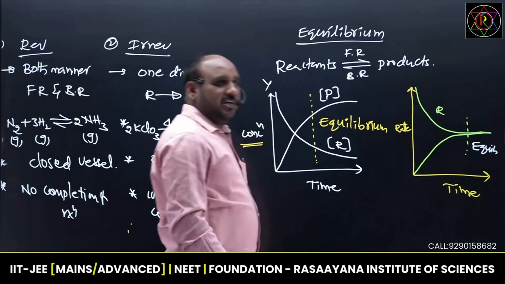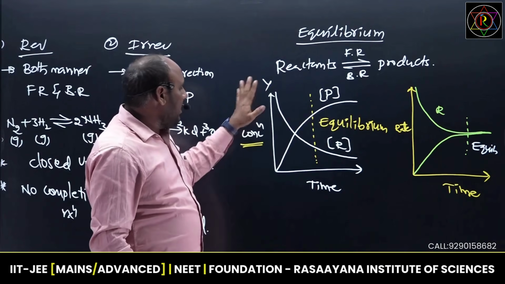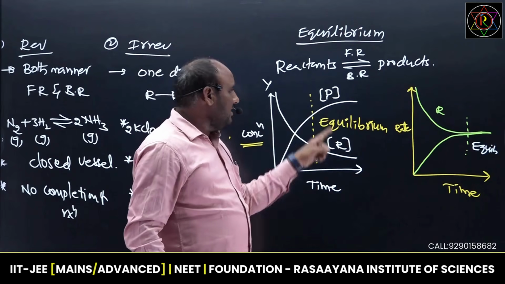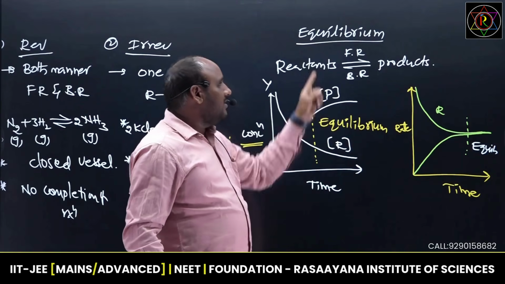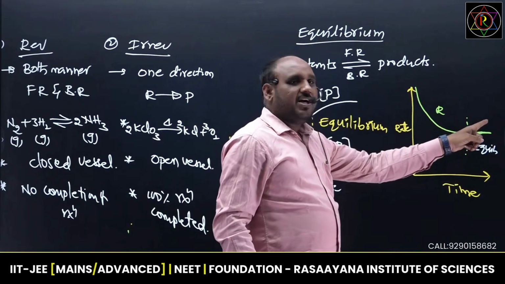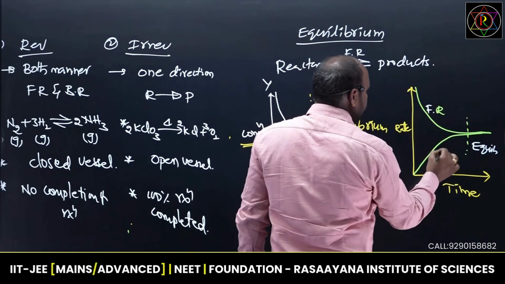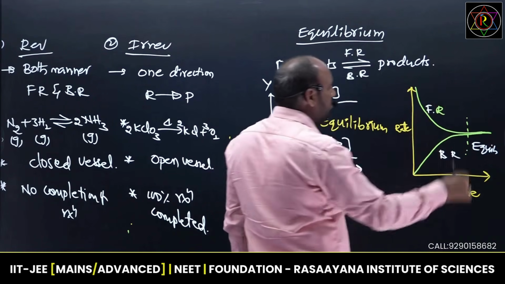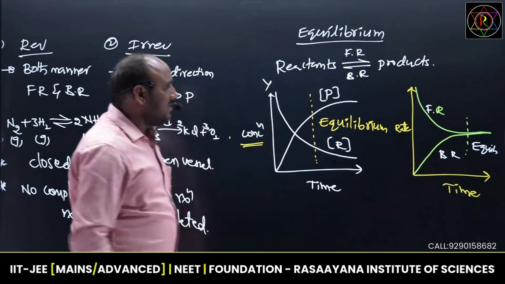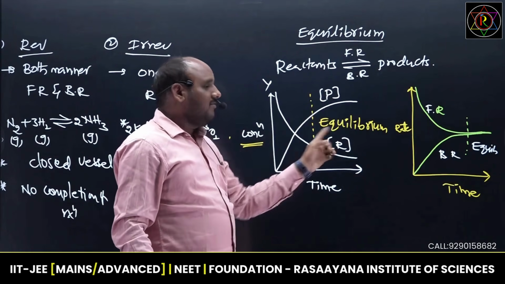So we can express it with the help of rate and with the help of concentration. In terms of concentration, the state at which the concentration of product is equal to the concentration of reactant is known as equilibrium. In terms of rate, the rate of the forward reaction is equal to the rate of the backward reaction. Both rates are the same at one stage, and that state is considered equilibrium. This is equilibrium expressed in the form of a graph.